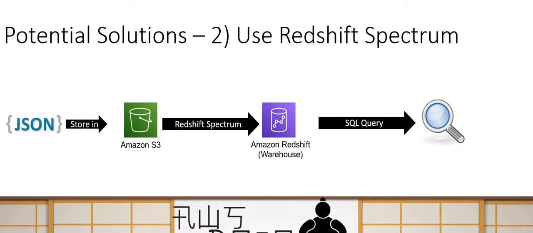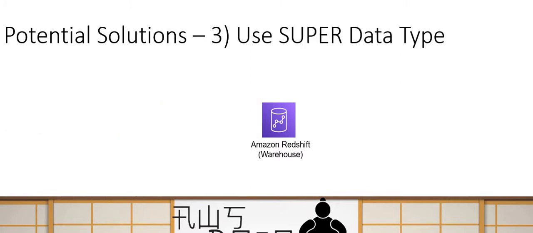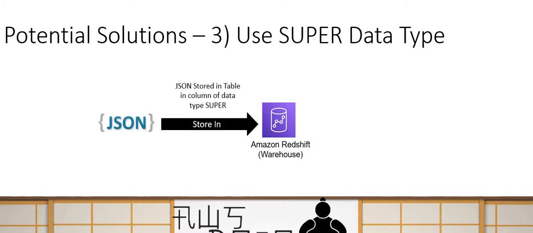Now the third approach is where you simply bring your JSON data and store it in Redshift. So simple. No parsing, no S3 in between. You bring your JSON data and you store it directly inside Redshift. For that, Redshift has come up with a new data type called SUPER. So you can create a table, and in the table you can define certain columns as SUPER data type columns, and those columns can store JSON documents.